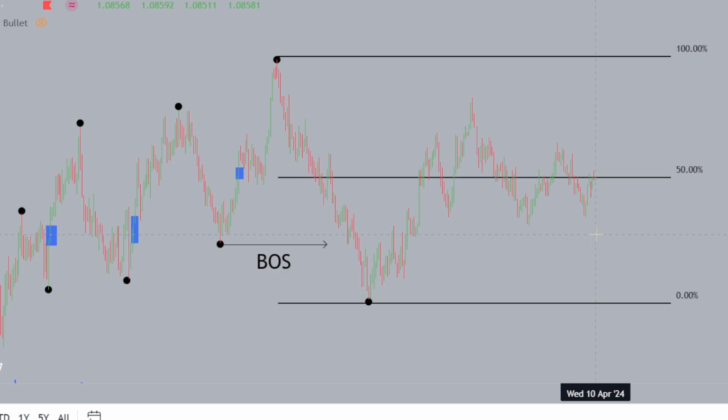So you can apply these to any market you want, whether it's an indices market, whether it's commodities, whether it's another forex pair, even crypto. This works very well on Bitcoin and Ethereum, just to name two markets off the top of my head.